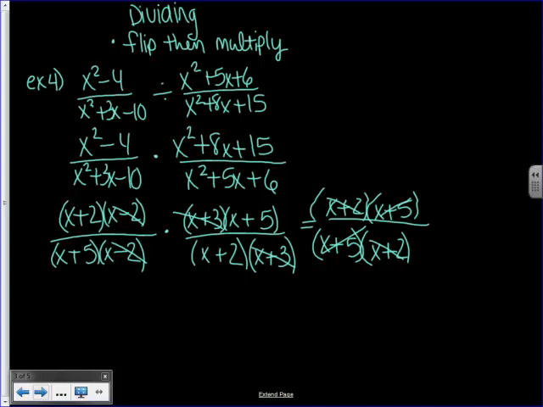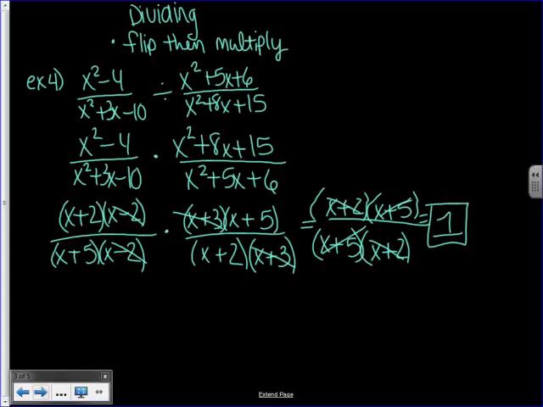Well, x plus 2 times x plus 5 and x plus 5 times x plus 2, those are literally the same thing, commutative property. So anything divided by itself is always and forever 1. A lot of people try to tell me this is 0. This is not 0. That is 1. That's a rarity, but it's just one I thought I would show you.